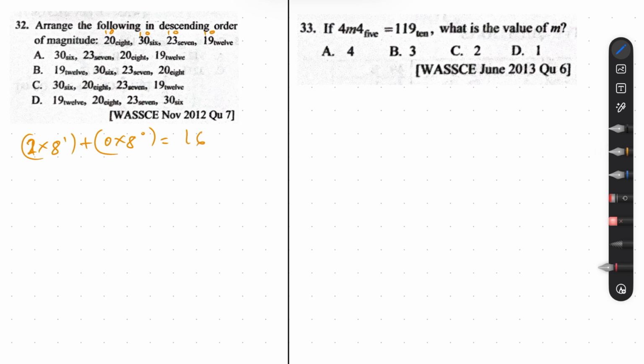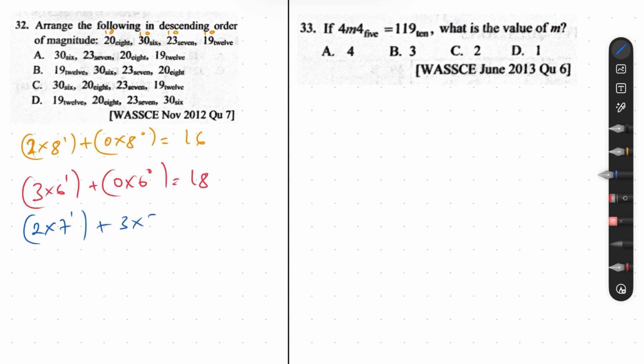Now let's do the same thing for 30 base 6. That will give us 3 times 6 exponent 1 plus 0 times 6 exponent 0. That will give us what? 18. And then we do the same thing for 23. What do you have for 23? You have 2 times 7 exponent 1 plus 3 times 7 exponent 0. That will give us what? 17. Okay?